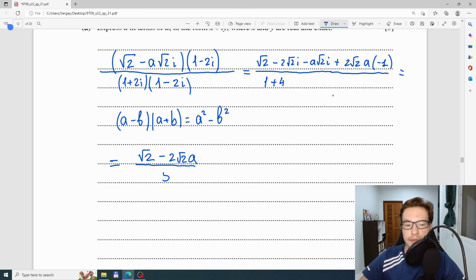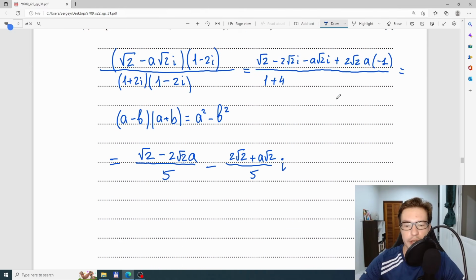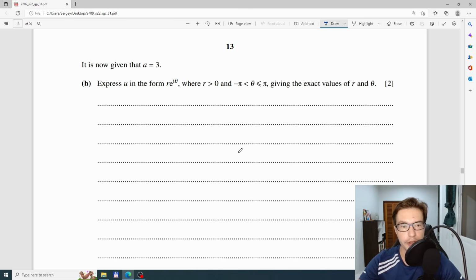That's the real part. For the imaginary part, we can take minus outside, and we'll get 2 square root of 2 plus a square root of 2 over 5 i. And that's exactly the form they were asking for. Question B. Now it is given that a equals 3, and we have to rewrite our complex number in exponential form. To start with, let's replace a with 3.